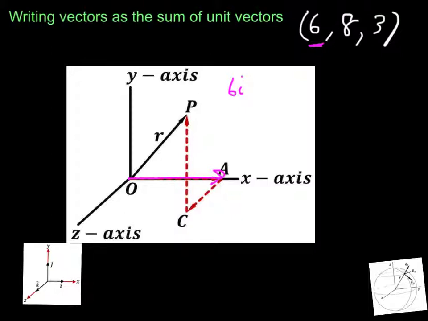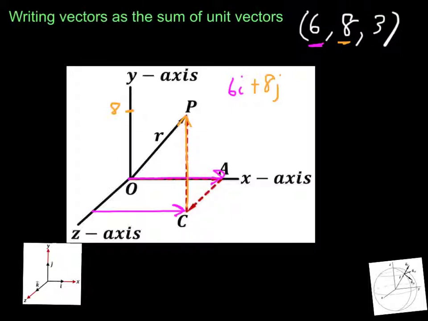Now, we could also take that and translate it wherever we want, so long as it has the same direction and the same magnitude. It doesn't matter if it's there or there. What about the y's? Well, the y's we'll do in orange. So I'm going up 8 units on the y-axis over here. That means this vector going from the x-axis up the y-axis has a length of 8, and that would be written as 8j.